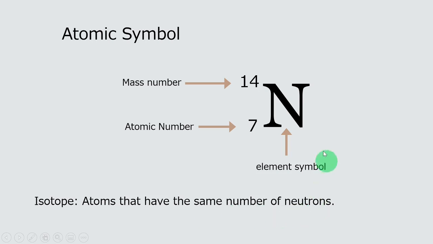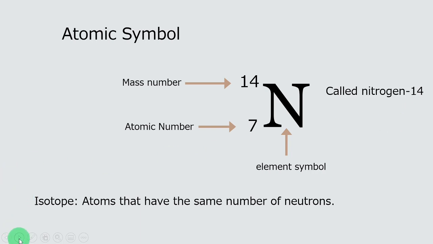And isotopes are atoms of a specific element that have the same number of protons but different numbers of neutrons. So there is a nitrogen 14 isotope and there's a nitrogen 15 isotope. Those are the 2 major isotopes of nitrogen. There are others, but they are not stable to any great extent. And we call this one nitrogen 14.